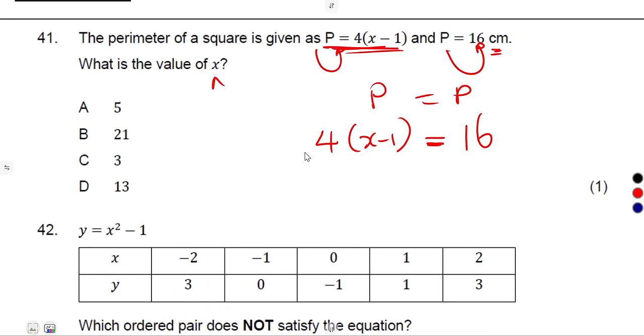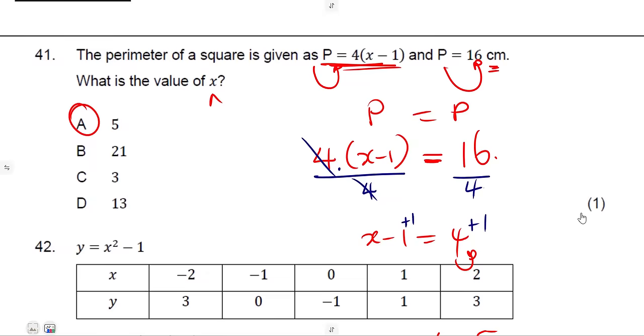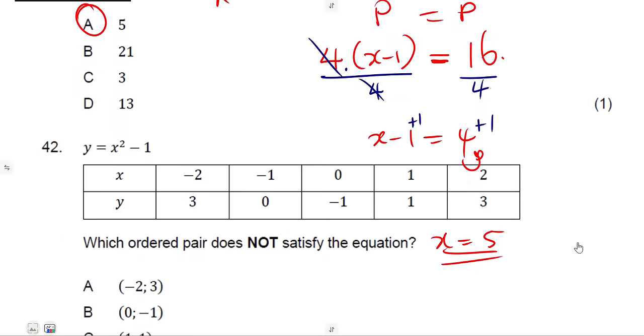It is the same perimeter that we are talking about, only written in different ways. So what is the value of X? Solve the equation. You can expand the brackets, or you can choose to simply divide by the 4 as it is outside of the brackets. So X minus 1 is what? 16 divided by 4, that's a 4. Adding 1 to each side of the equation, our X is going to be 5. Minus 1 plus 1 eliminated. 4 plus 1, that's a 5. So X is 5, which is option A. Question 42.